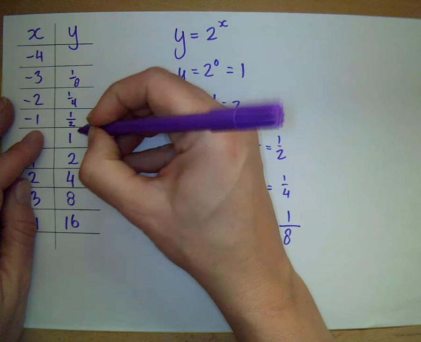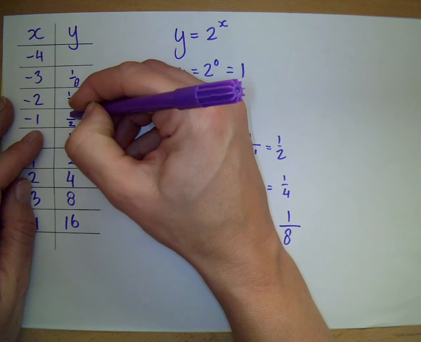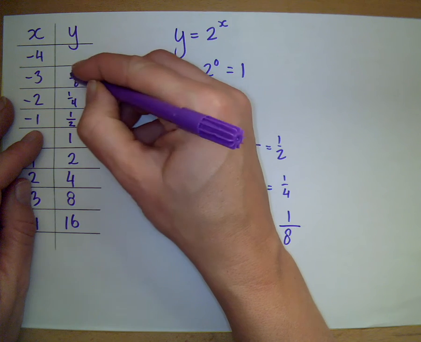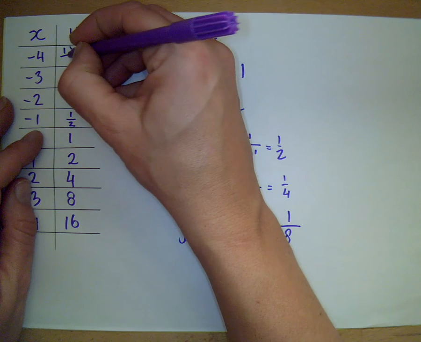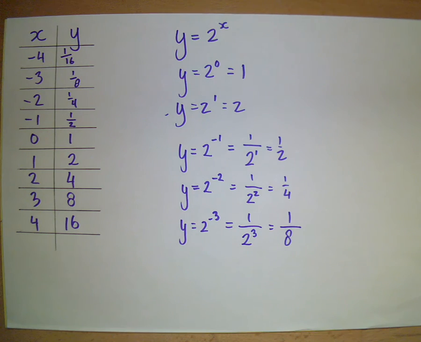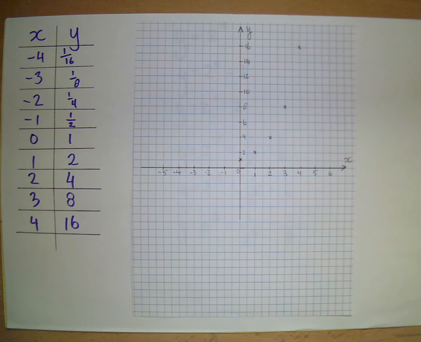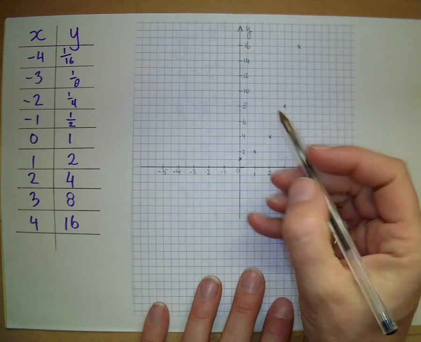And you see the pattern here, right? It's 1, 2, 4, 8, 16. Here it's 1 over 2, 1 over 4, 1 over 8. So this one's going to be 1 over 16. Trust me. Okay, then we take these values and we draw a little graph. I've done that before I started the video because that would take forever, right?